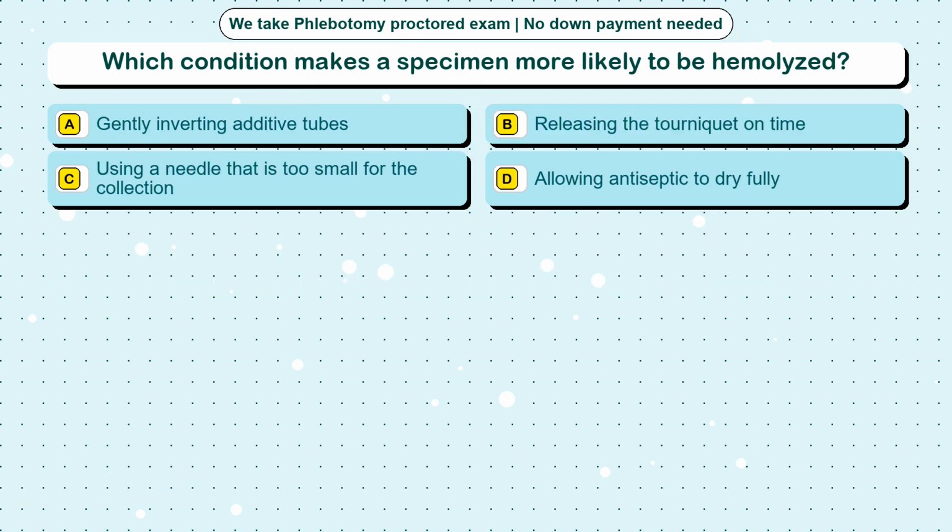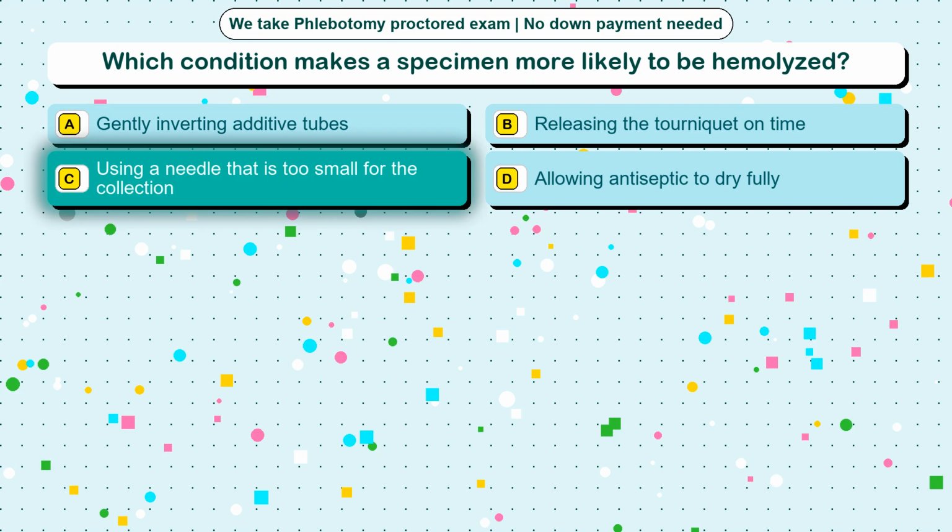Question 56. Which condition makes a specimen more likely to be hemolyzed? Option A. Gently inverting additive tubes. Option B. Releasing the tourniquet on time. Option C. Using a needle that is too small for the collection. Option D. Allowing antiseptic to dry fully. The correct answer is option C.